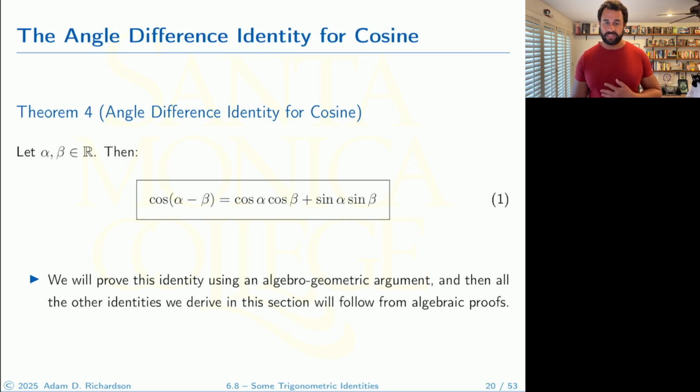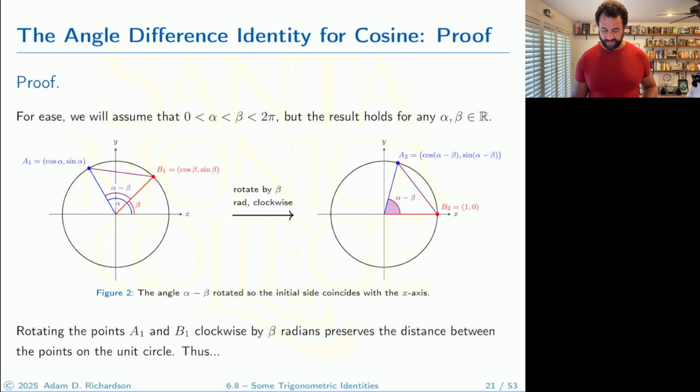Now we're going to prove this identity using an algebro-geometric argument, and then all the other identities that we derive in this whole section are just going to follow from algebraic proofs. This is like the only geometric proof that we need. And it's a pretty cute proof, so I want to go through it. It seems technical, but it's really quite elegant. And I hope you enjoy it.